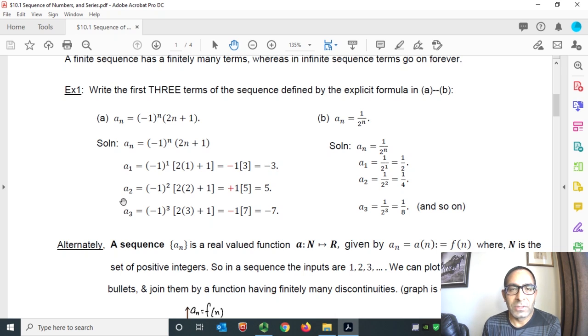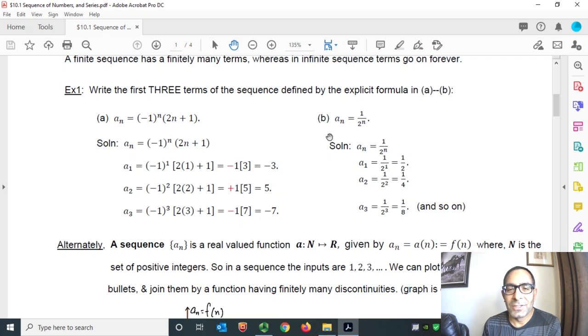Similarly, for the second term, put n equals 2, then it gives us a2 equals 5. Similarly, put n equals 3 in the formula, then we will get a3 equals -7. Hence, the first three terms of the sequence given by the formula in A are -3, 5, -7. I hope this makes sense to you all.